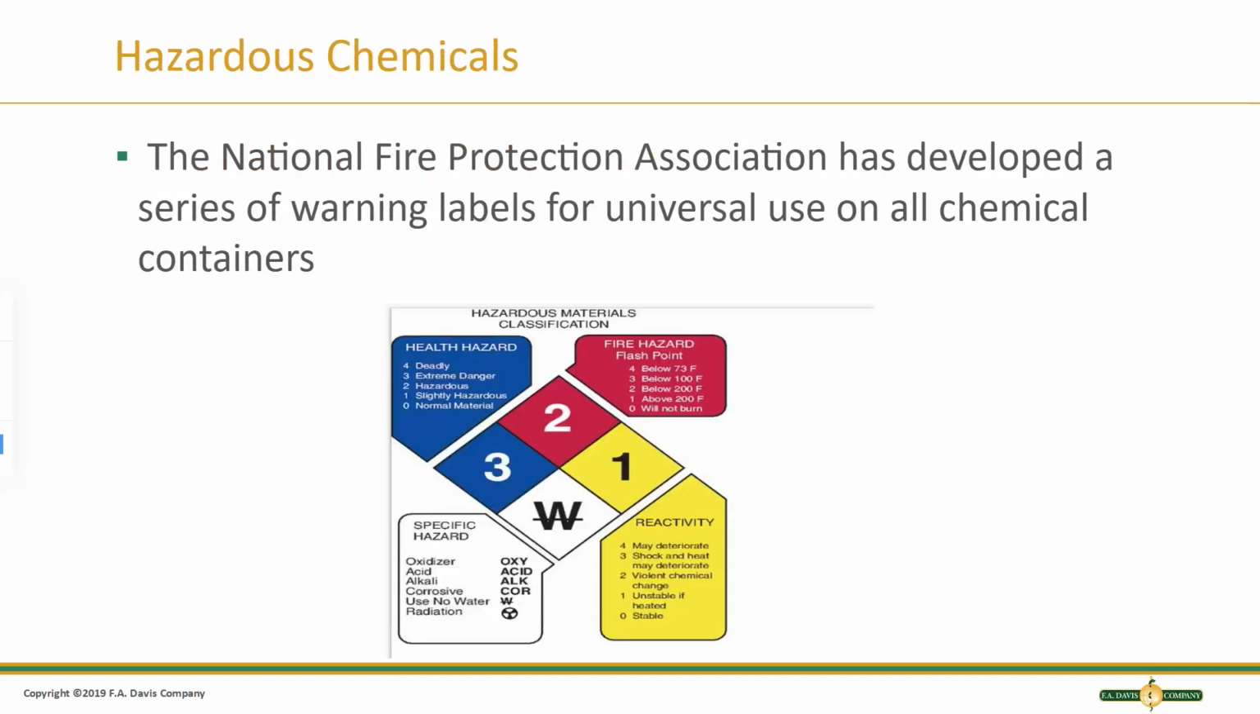This is another thing that you may see on your qualifying exam. The National Fire Protection Association has developed a series of warning labels. So what you may see is the yellow 1, the red 2, the blue 3, and the white W. And with those, you may be asked questions like, what does the red one mean? So you should be familiar with what these are. The red one is the fire hazard. The yellow one is reactivity, the white one is a specific hazard, and the blue one is a health hazard.